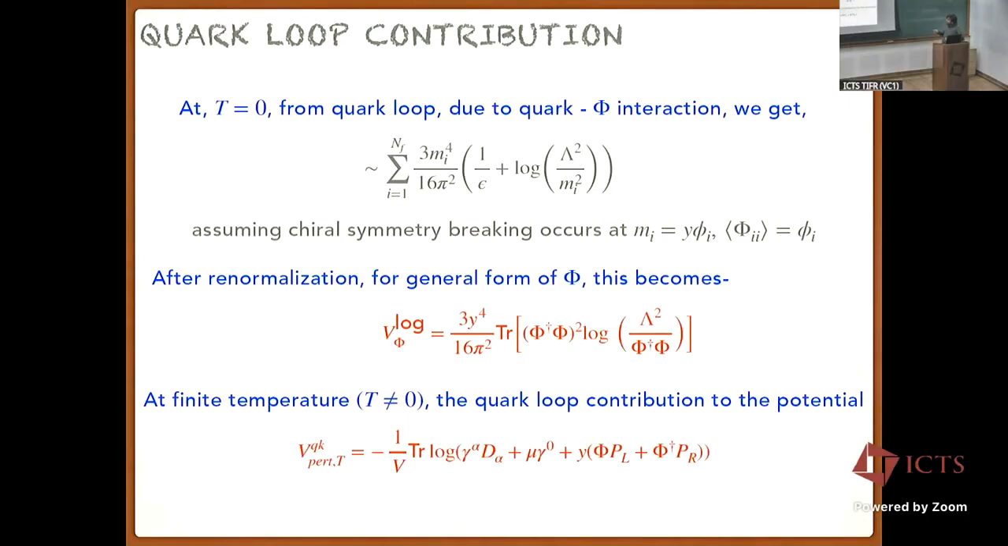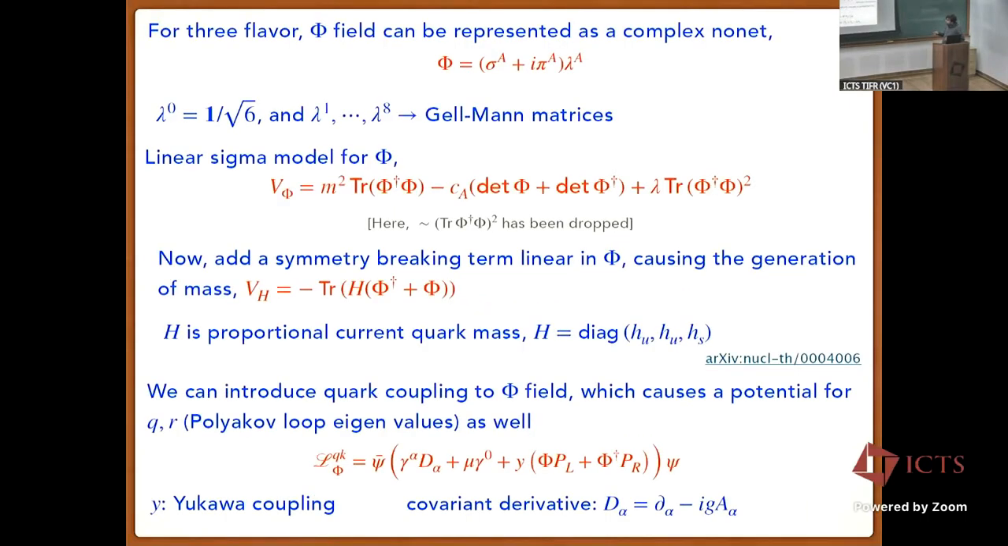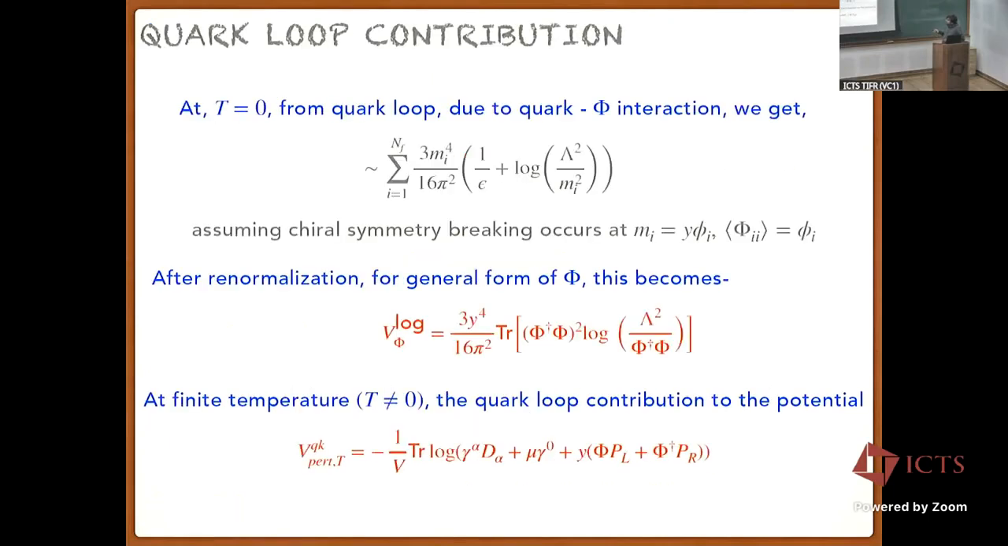So if we calculate from this quark Lagrangian the free energy at zero temperature, you will get some terms like this one here, which is quartic, m_i to the power 4, where m_i depends on the Yukawa coupling and the phi field. But we need to remove these divergences. So after renormalization, for the general form of the phi, we can write it in this V log term.